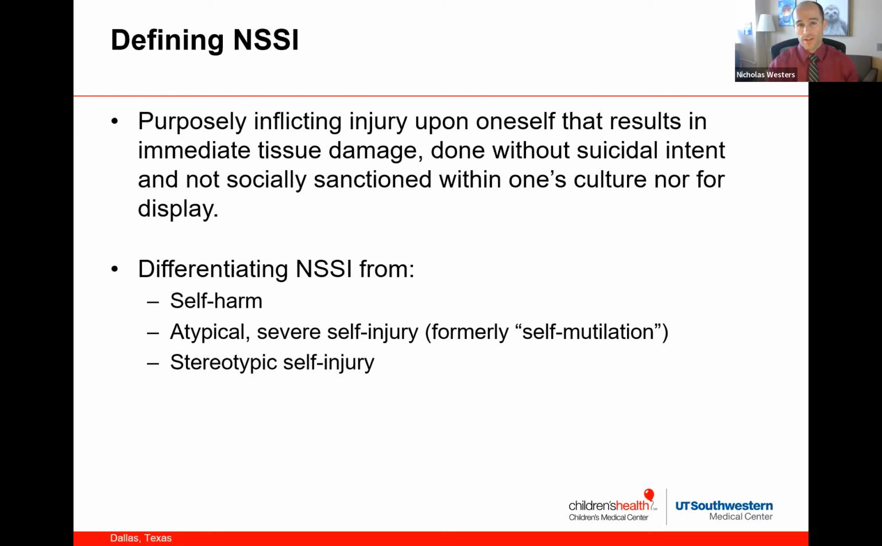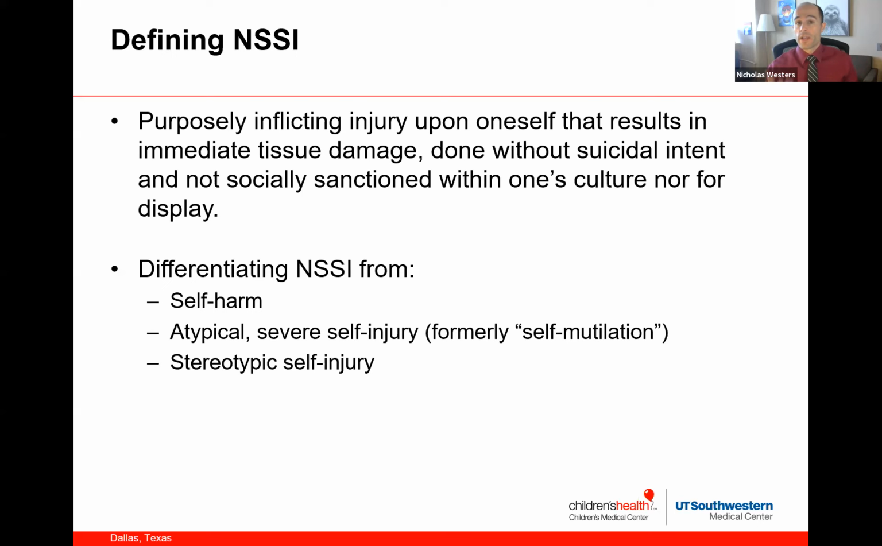I like to differentiate it, like I already did, from self-harm. Self-harm is the umbrella category under which NSSI is just one method of self-harm. And I also differentiate it from atypical severe self-injury, what we used to call self-mutilation. Self-mutilation is just an outdated term, and no one uses it anymore, at least anyone that knows anything about self-injury. It was really a misnomer, because back in the 80s, 90s, and early 2000s, when people would use that term, it really didn't describe the behavior as much as it described the affective reaction to those addressing and treating the behavior. So it was really more of a reflection of treatment providers saying, oh, how could anyone do that? And people aren't typically mutilating themselves.